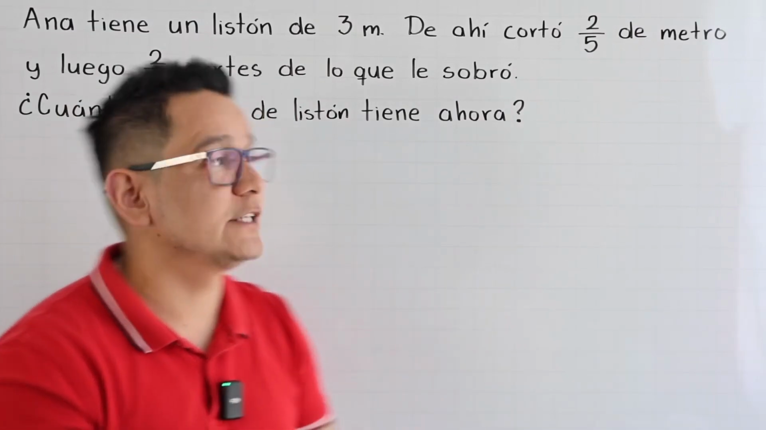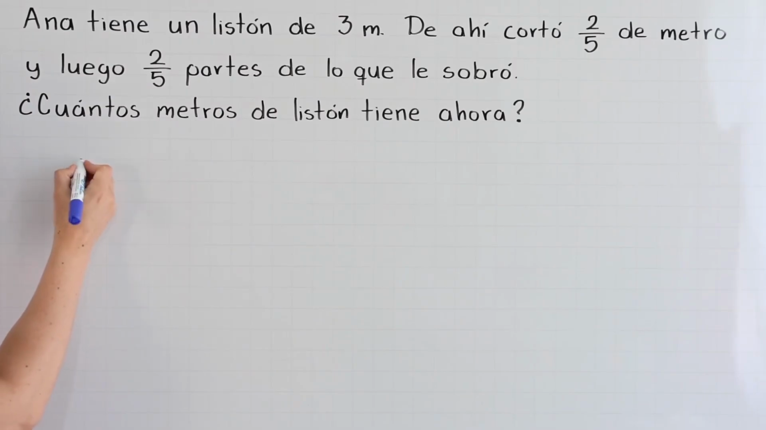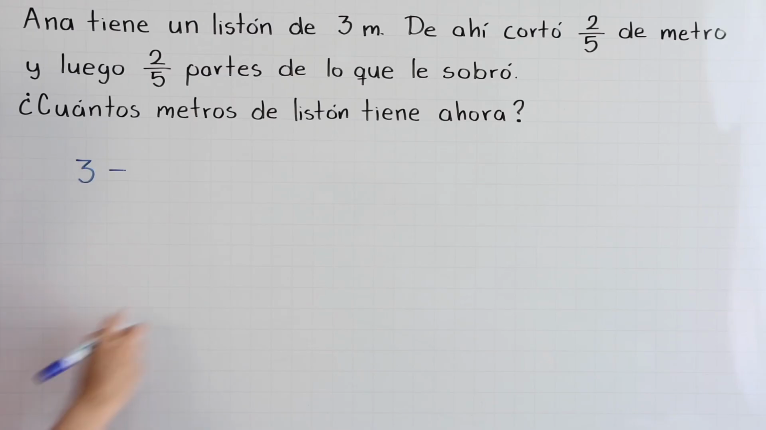Let me do it so it becomes clear to you. Let's first write down what Grajeda had at the beginning, which was 3 meters. And from that, we're going to subtract the 2/5 of a meter.